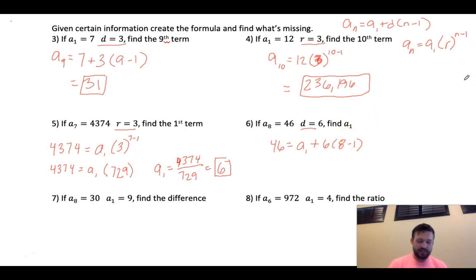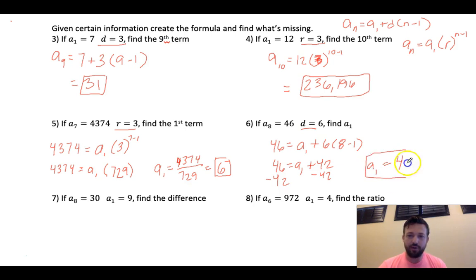So 6 times 7, we got the 42, so we got 46 equals A1 plus 42. We should just subtract 42 to solve for A1, and we get our answer of A1 is equal to just 4, right? 46 minus 42. Okay, and there we go. That's the first term.